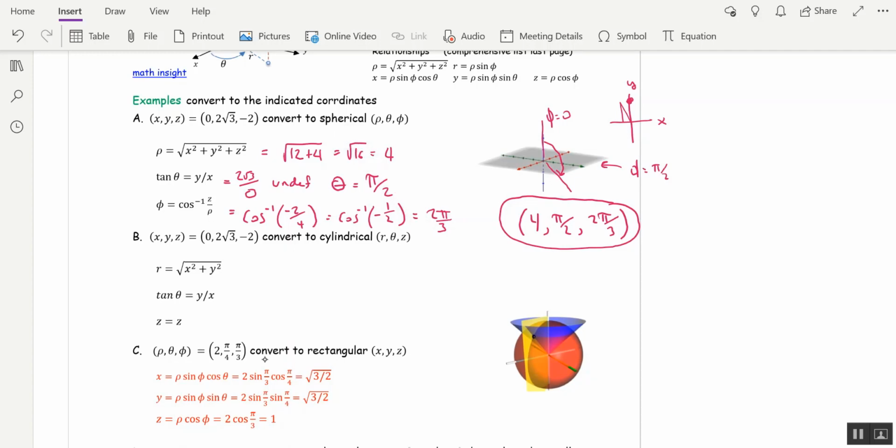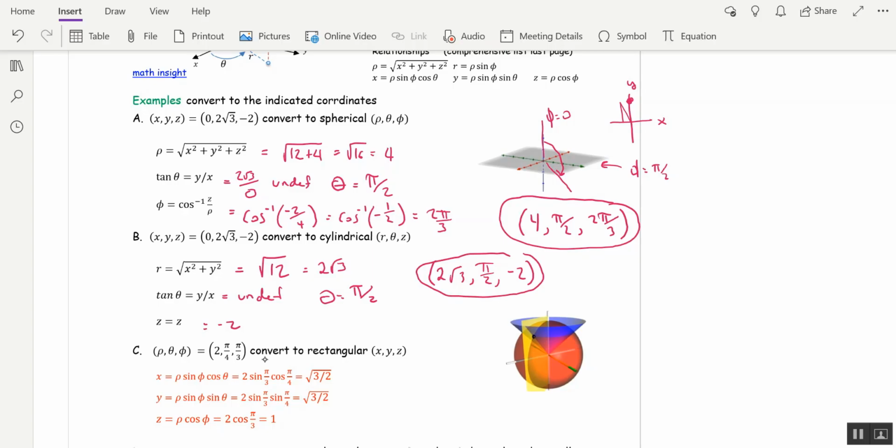r is going to be the square root of x squared plus y squared, which is the square root of 12, which is 2 root 3. Tangent theta is undefined. We already did that above. Same equation, so theta, we already determined, is pi over 2. And z is z, which is negative 2. So in cylindrical, this is 2 root 3, pi over 2, negative 2.